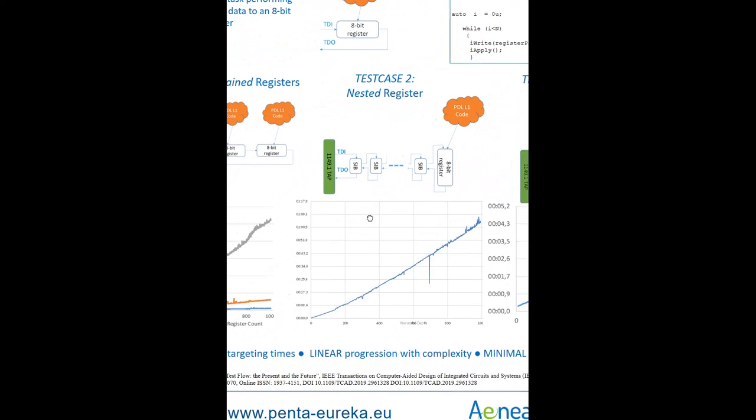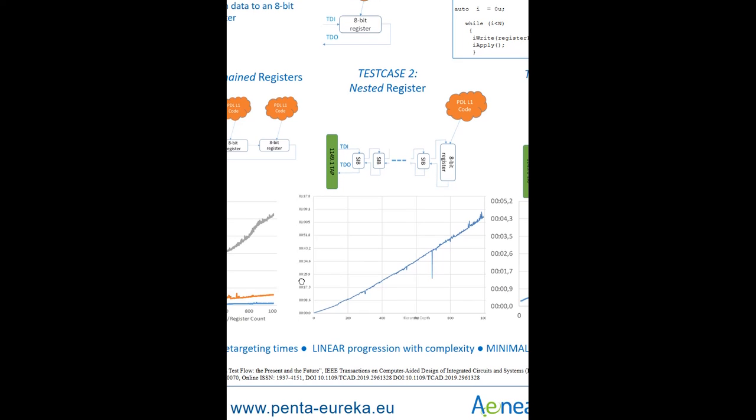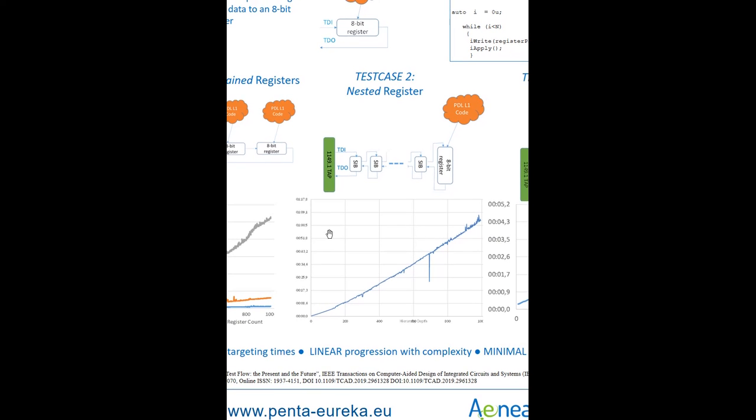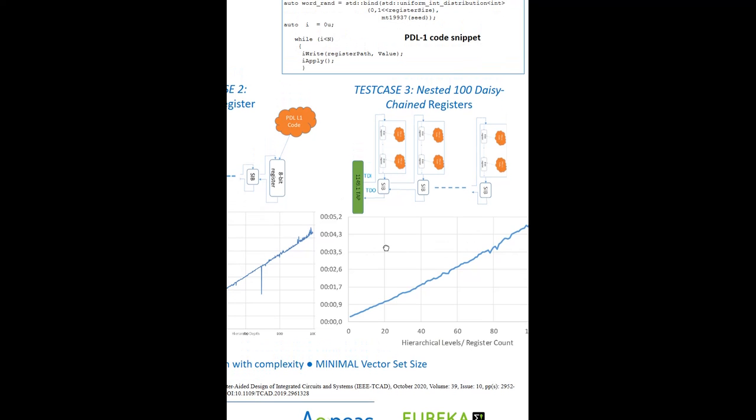We then explored the case of nested SIB registers. So we added the complexity of retargeting and making the dynamic topology configuration. We can see that even though the retargeting time in absolute terms is slightly bigger, we can still have a completely linear progression.